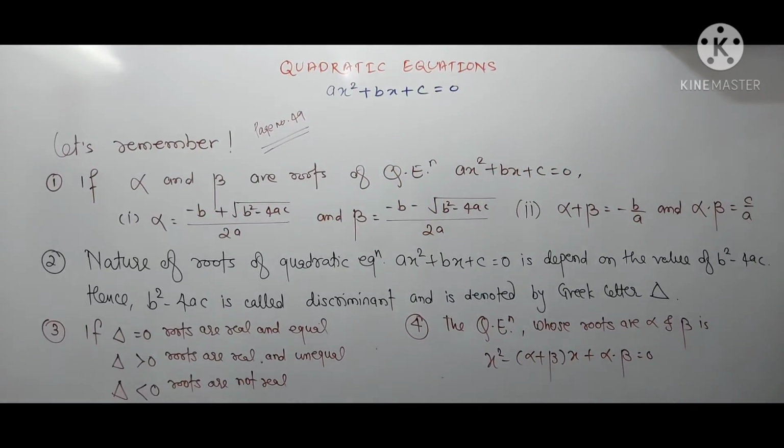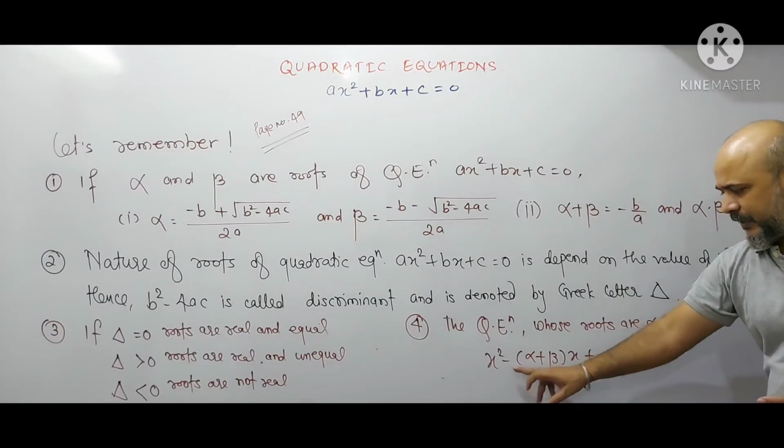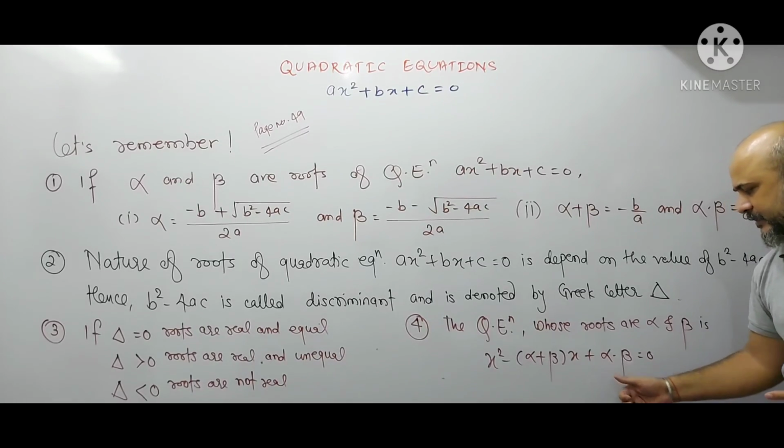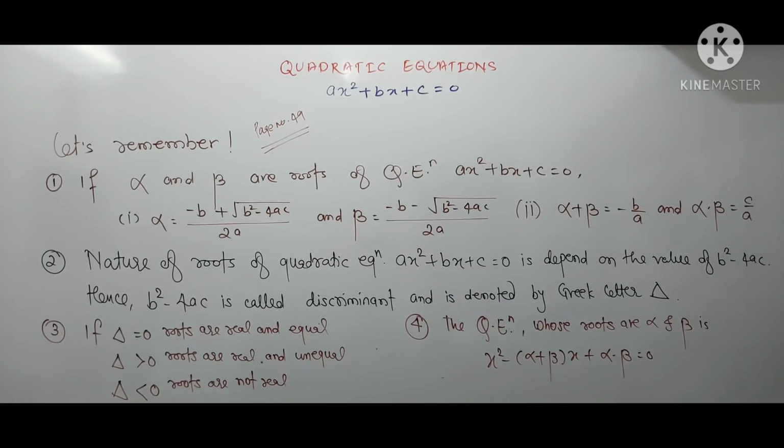And fourth point, you have to remember the quadratic equation whose roots are alpha and beta is x square minus sum of the roots into x plus product of the roots is equal to 0.